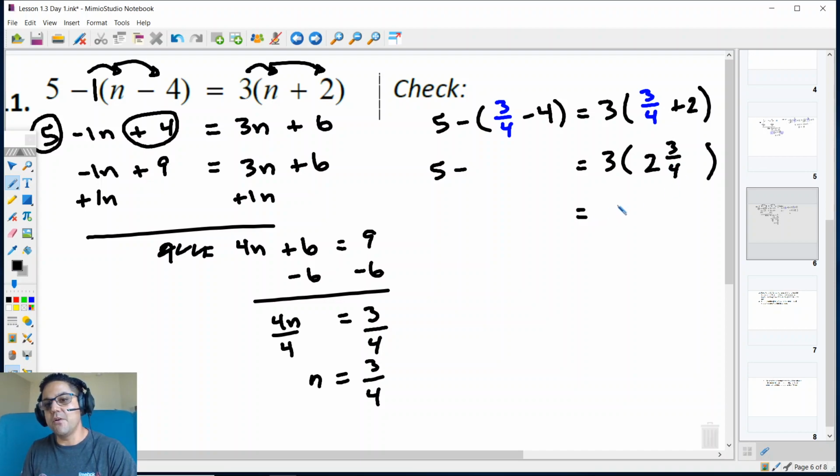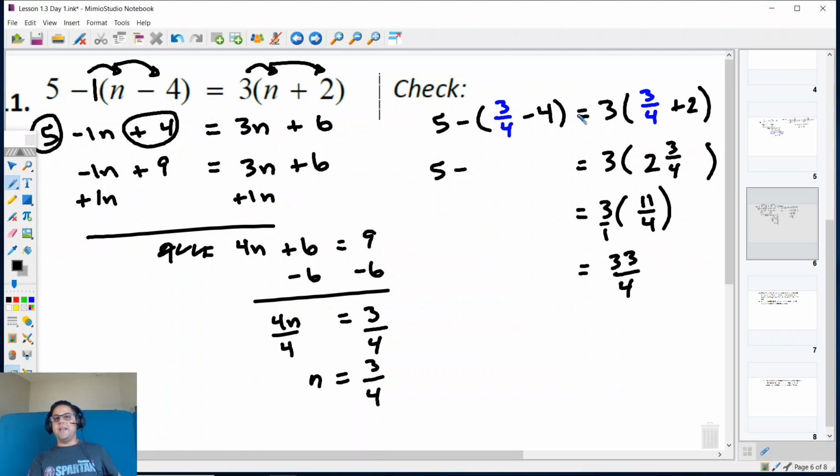If you'd like to, you can go ahead and write it as an improper fraction. 4 times 2 is 8. Plus 3 is 11, so that's 11/4. And then if I multiply, I get positive 33/4.